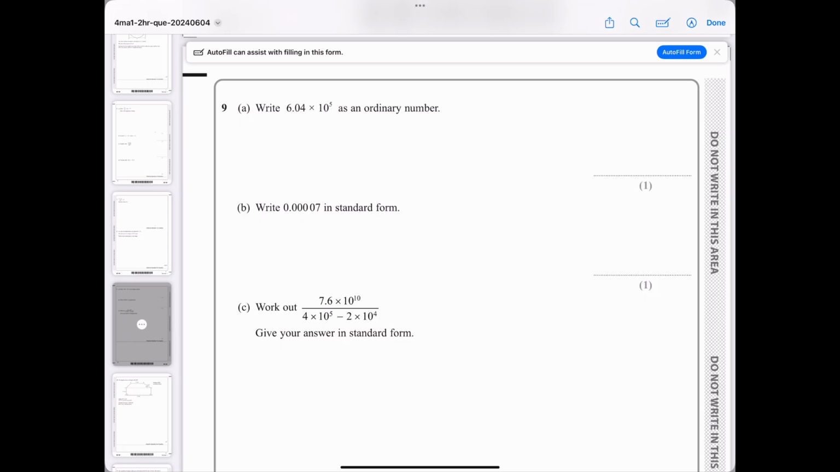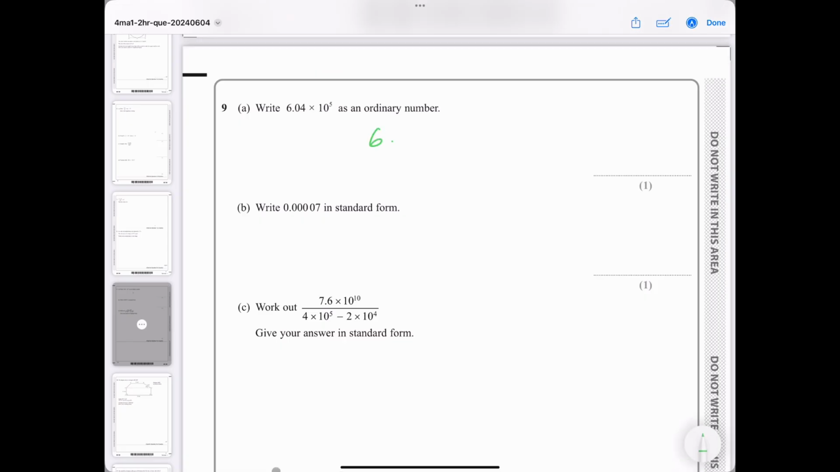6.04 times 10 to the 5 as an ordinary number. So it would be 6.04 and then just put loads of zeros on it and then literally go 1, 2, 3, 4, 5. So that would be 604,000. 1, 2, 3, 4, 5. Yeah. And it's not about the zeros after the 6, it's about the numbers after the 6. That's what my students often make mistakes with.